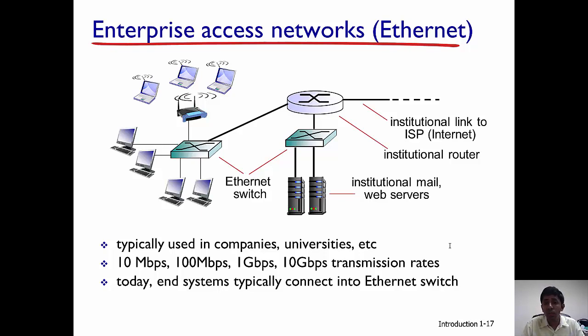If you can see in this figure, there are 2 Ethernet switches, and there are a number of web servers and different computers that are connected to these Ethernet switches using wired links. And then there is also a wireless LAN to which different laptops are connected. All these together are then connected to this institution router, which then carries all the data traffic from these different devices to the internet.